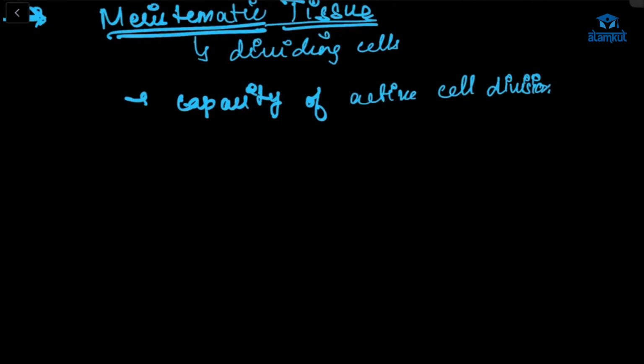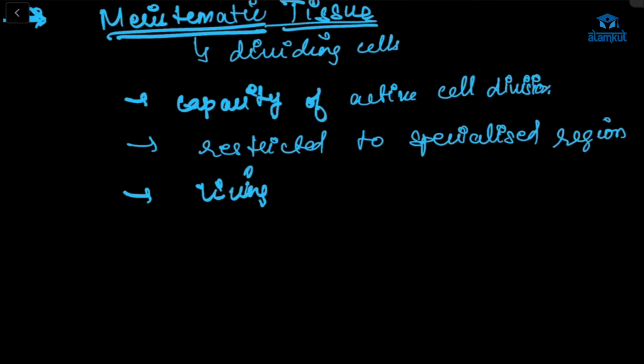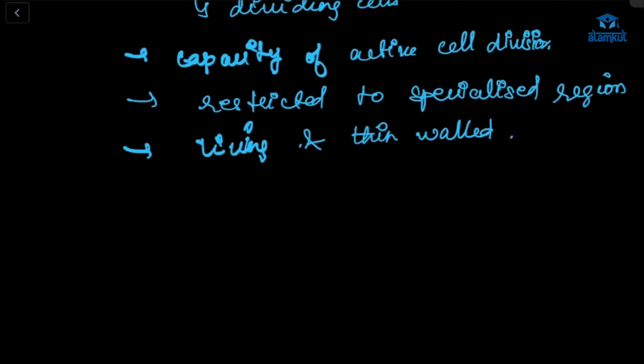And restricted to the specialized region. What does the last point mean? Restricted to a particular region. Not all regions will have the capacity to grow in plants. Okay, Ma'am, like stem and roots, right? Yeah, and they are living. They are living cells, and their wall is thin, and they are undifferentiated.